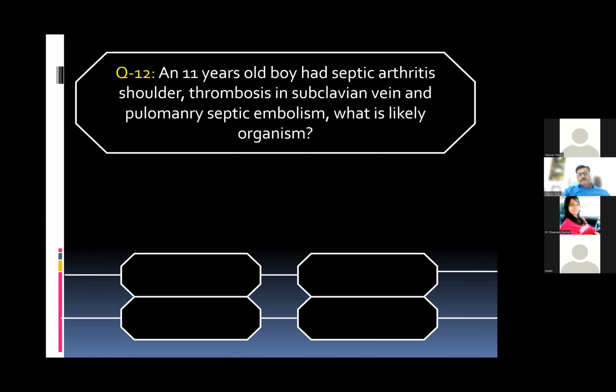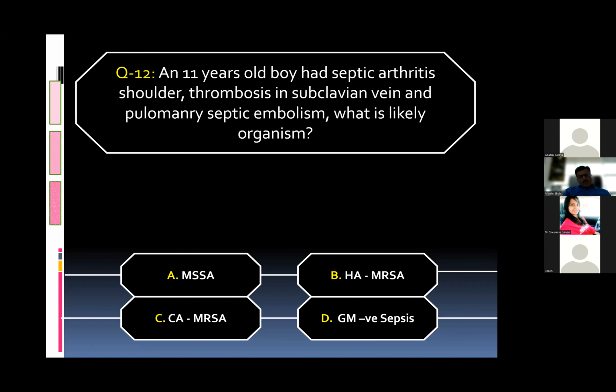Next question is, an 11 years old boy had septic arthritis of the shoulder, thrombosis in subclavian vein, and pulmonary septic embolism. What is the likely organism? First is MSSA, second HA-MRSA, CA-MRSA, or gram-negative sepsis.